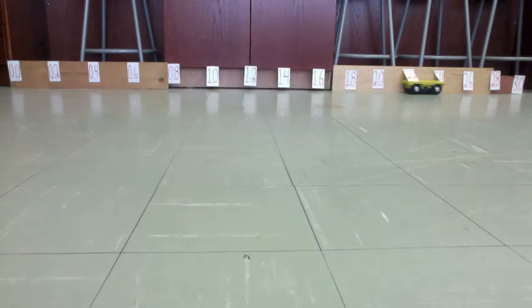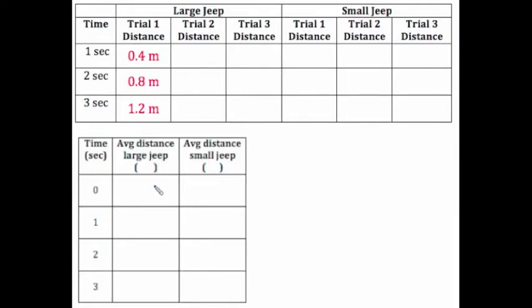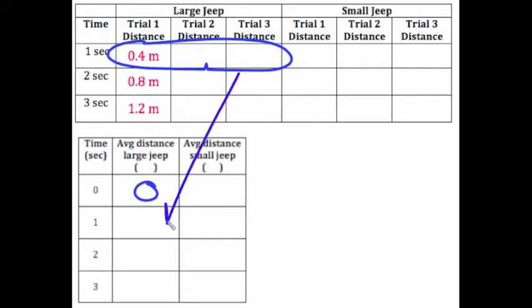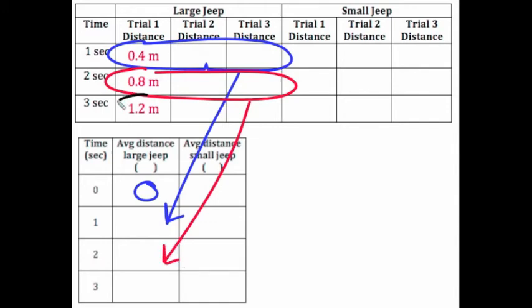With all 3 trials complete, we can graph the data. At time 0, the car had gone 0 meters. We want the average distance at 1 second, so you're going to average out all the distances for 1 second and put them in this spot. You're going to average all the distances at 2 seconds and put them in this spot. And you will average all the distances at 3 seconds and put them in this spot.